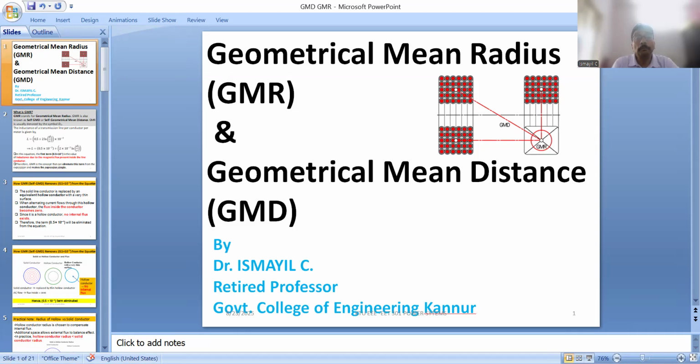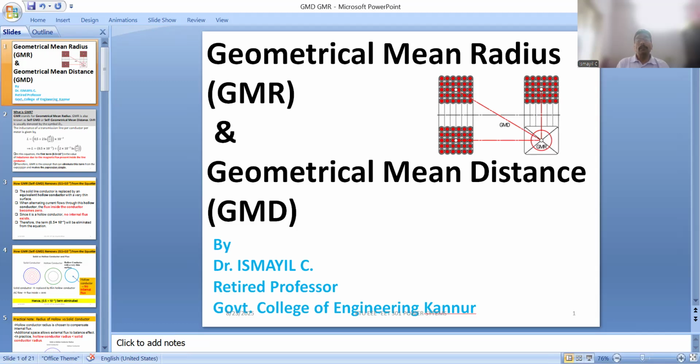What is GMR? The expansion of GMR is geometrical mean radius. It is again called self-GMD or self-geometrical distance. This is usually denoted by the symbol ds. This GMR is used for the calculation of inductance in power transmission lines.